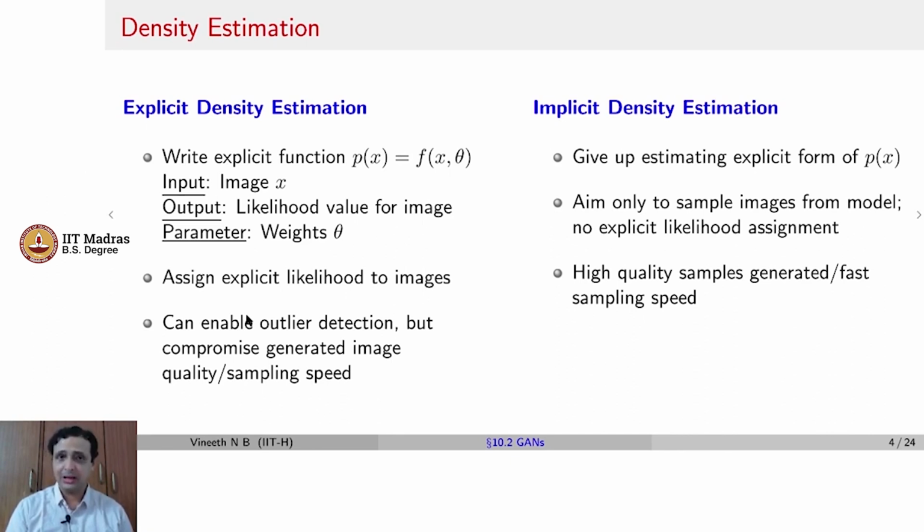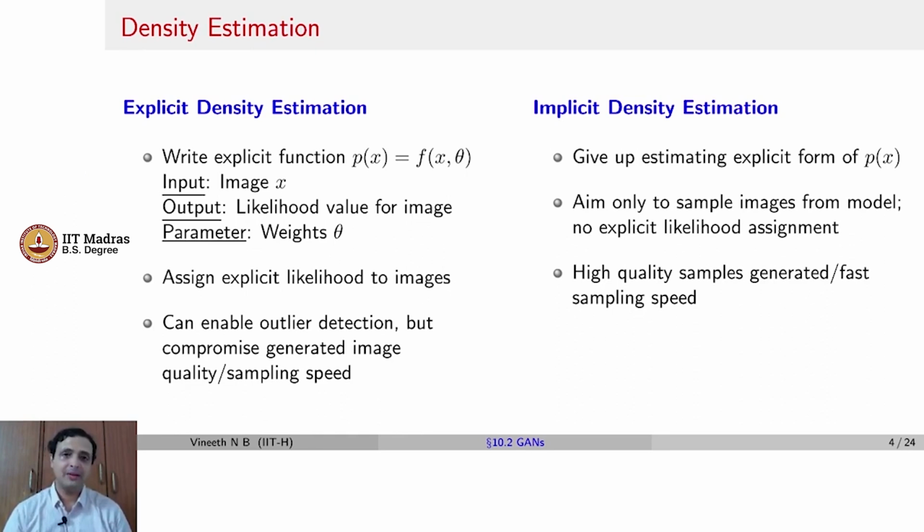So in this case, an explicit likelihood is assigned for each image. With explicit density estimation approaches, one thing that you will realize as you see different methods is they are very good at outlier detection for the same reason that we just said. If a point's likelihood of belonging to a distribution is very low, it is perhaps an outlier. But explicit density estimation approaches do struggle to generate images of very high quality, and sometimes can also be slow in generating images.